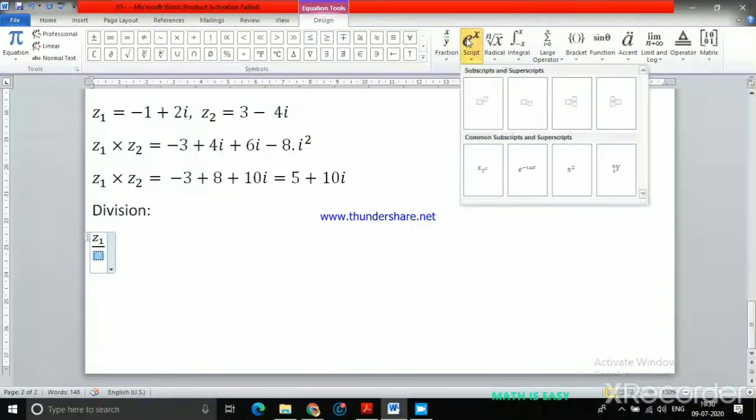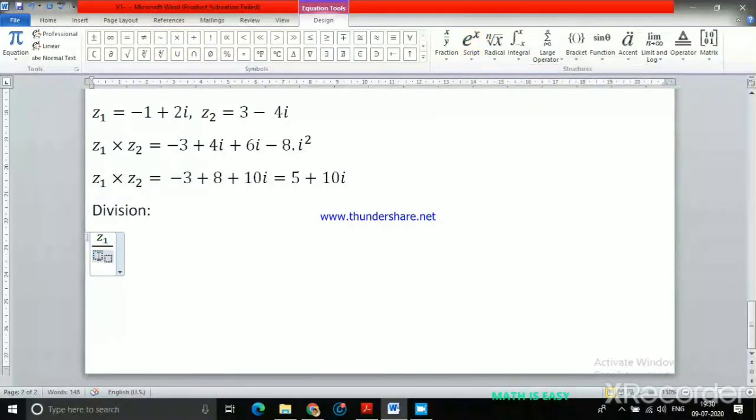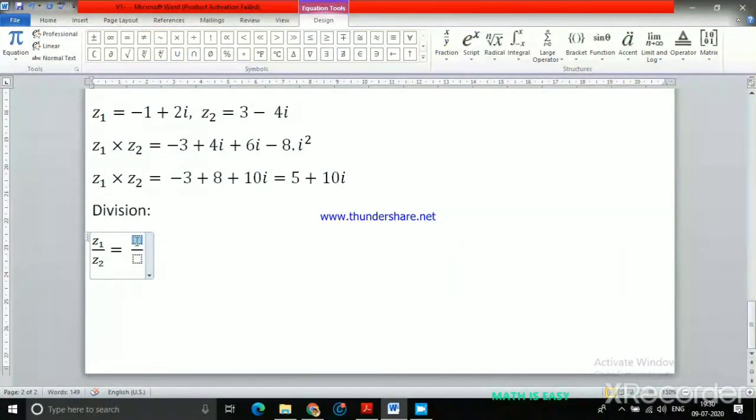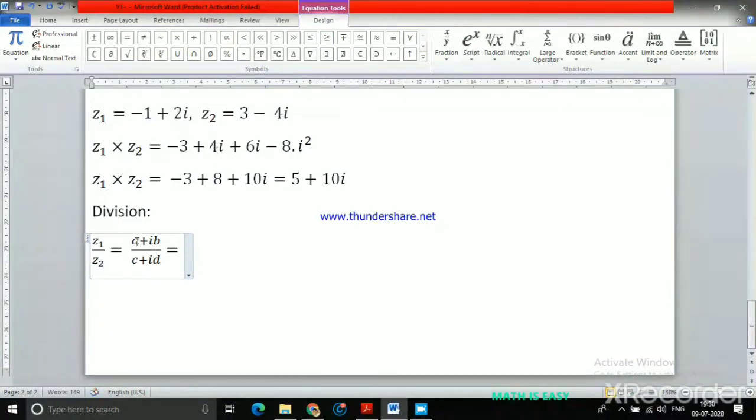Z1 upon Z2, if I want to divide two complex numbers. Okay, so what you get is a plus ib upon c plus id. So when I do this, I go for the rationalization of the denominator. How do I do the rationalization of the denominator? I think everybody remembers how we did the rationalization of the denominator, right?